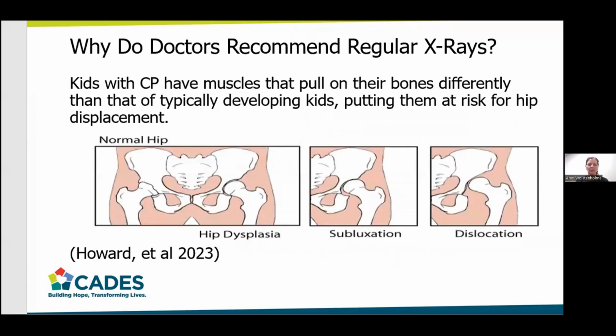Doctors want to keep a close eye on the hips of these children. The hips are at high risk of hip dysplasia, which leads to subluxation and untreated dislocation. The abnormal muscle pull in these kids creates forces which put them at higher risk for hip displacement.